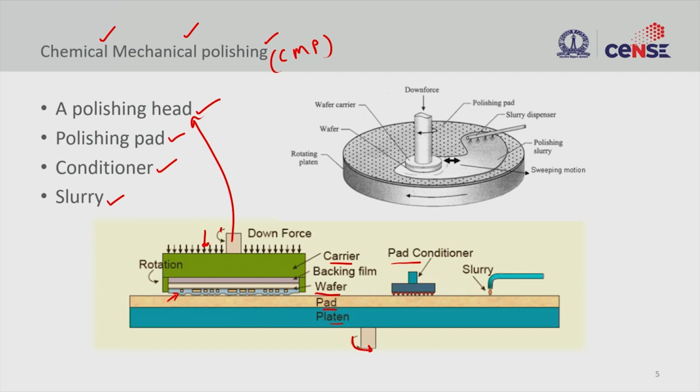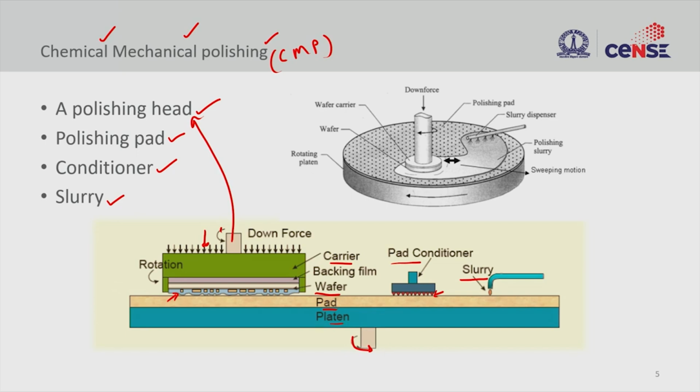So the conditioner will have this diamond tip that is going to make the pad rough so that it can remove the material from this wafer. And in addition we need a slurry, similar to sandpaper, that has abrasive particles. You also need an abrasive here, and that abrasive is supplied by this slurry in a liquid form. So these are all the 4 elements that are required in order to do your polishing.